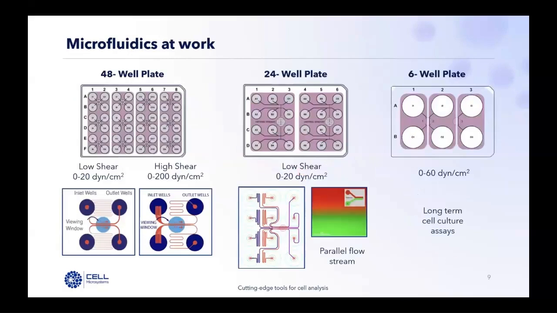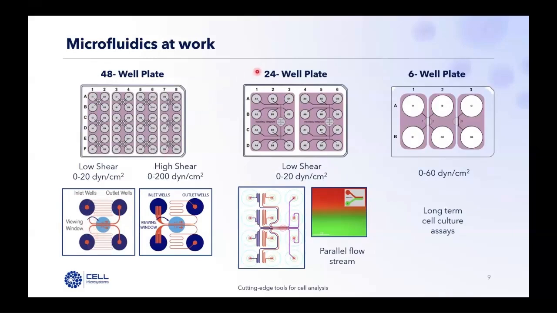The plates are available in 4 formats that vary in their capabilities and architecture. The 48-well plates have 24 microfluidic flow cells. They can either be low shear, delivering up to 20 dynes per centimeter squared, or high shear, delivering up to 200 dynes per centimeter squared. The microfluidic flow cells consist of one inlet well that is connected to one outlet well. Each viewing window within the plate accommodates 2 microfluidic flow cells that are independent of each other, where both the experiment and image acquisition happen.